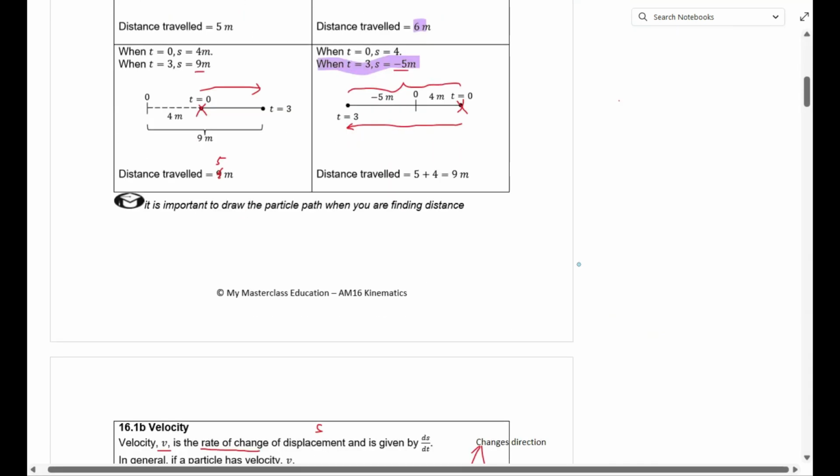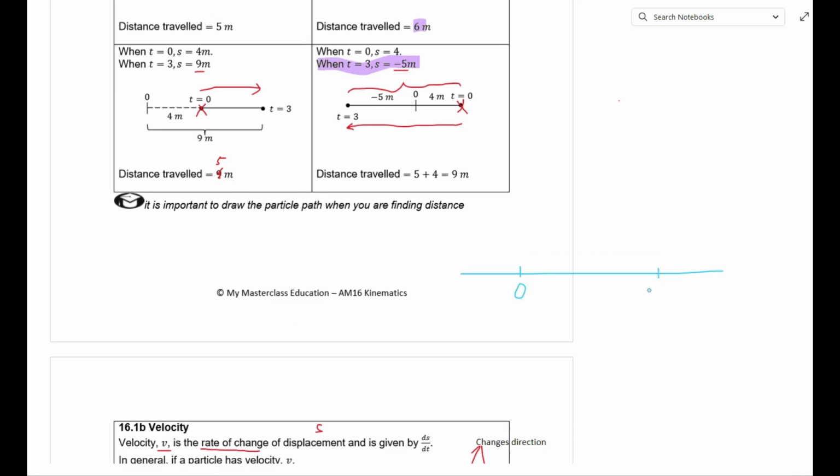Using another example, let's say our fixed point O is here. Now let's say at t equals 3, our particle has traveled a distance of 5 meters away from point O. And at t equals 6, our particle has traveled the same distance of 5 meters back towards our original fixed point of O.